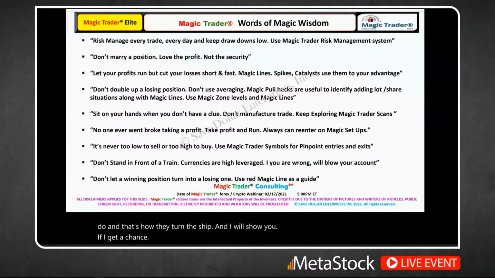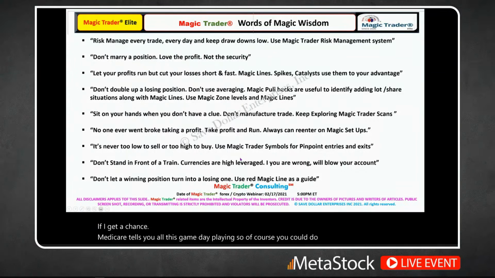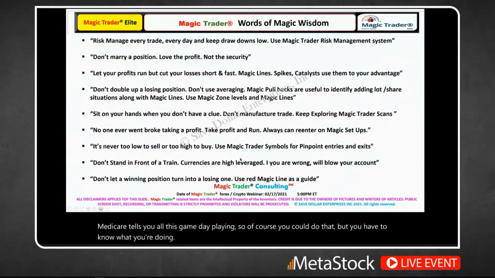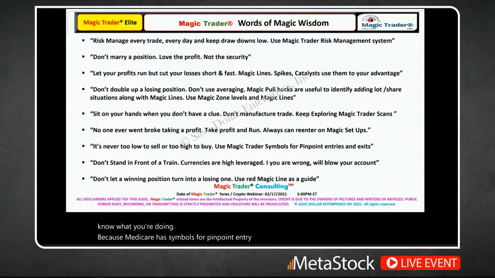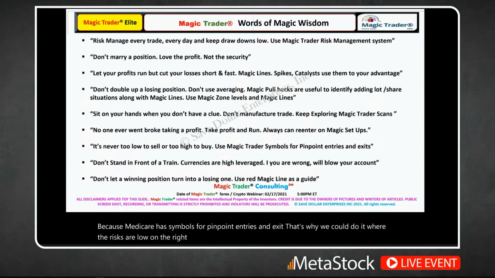And Magic Trader tells you all this game they're playing. So of course you could do that, but you have to know what you're doing. Because Magic Trader has symbols for pinpoint entries and exits, that's why we could do it, where the risks are low and the right risk to go in a direction you want to go.